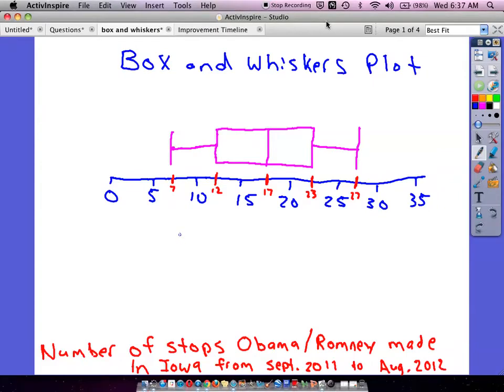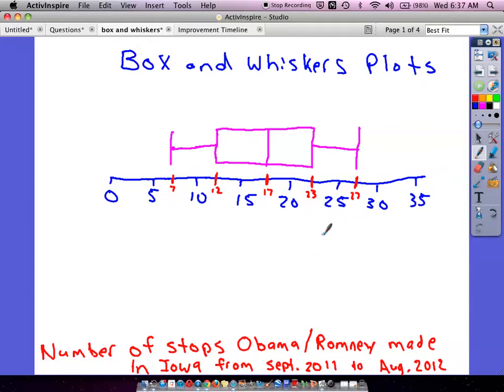Topic for today is box and whiskers plots. There we go, we got the S on the end there. Box and whiskers plots are just another way to display information, pointing out certain parts of the information.